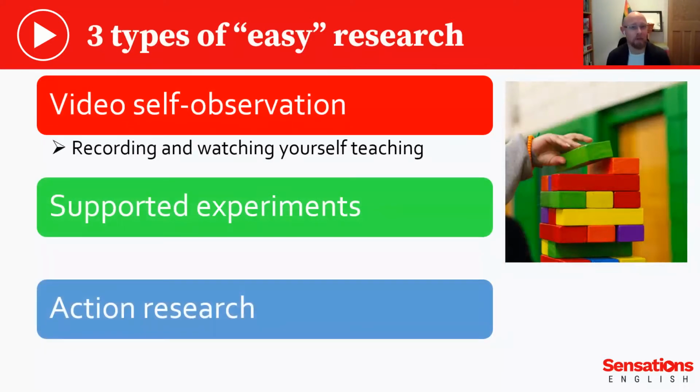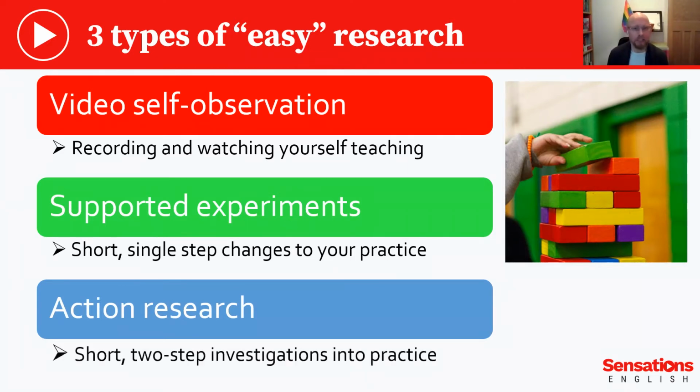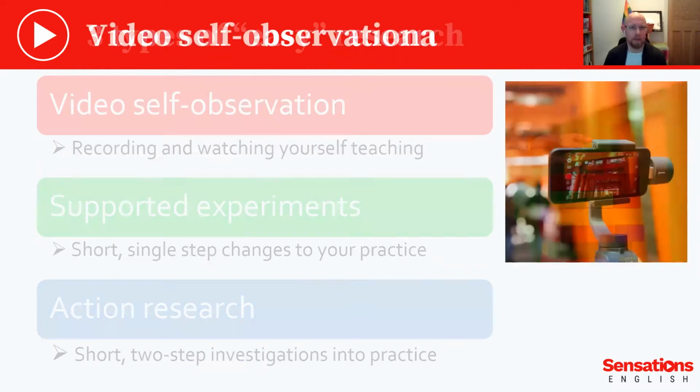So recording video self-observations, recording and watching yourself teaching with some kind of aim in mind. Supported experiments are short, single-step changes to your practice that you think about, do, and then reflect on. And then action research is short, 2-step investigations into practice, which are in a little bit more detail and go into a bit more fundamental depth, I suppose.